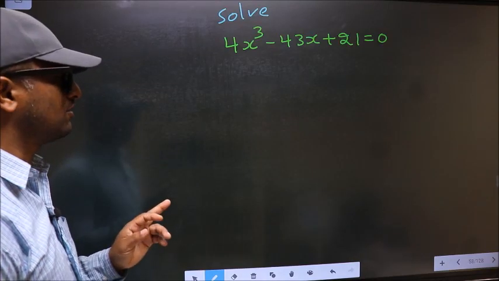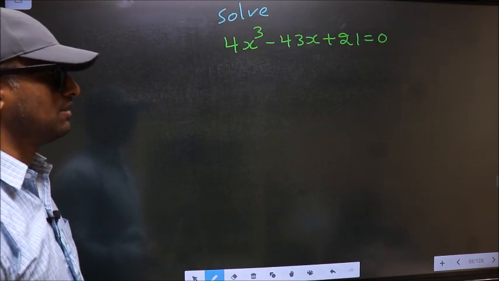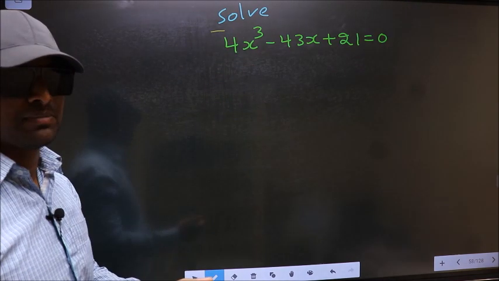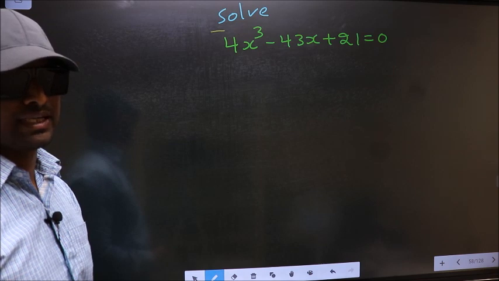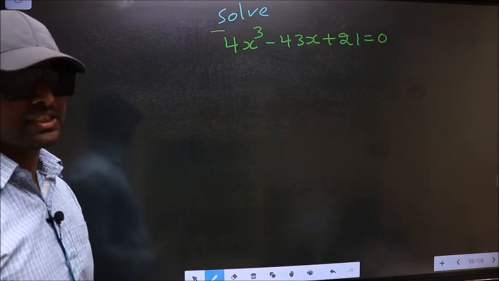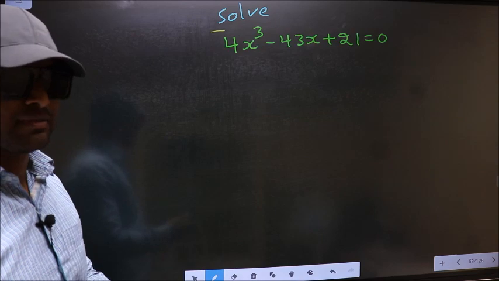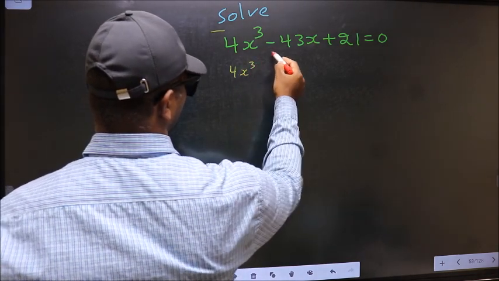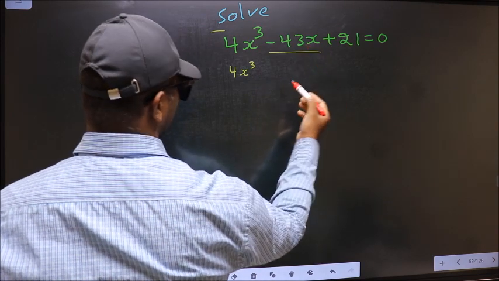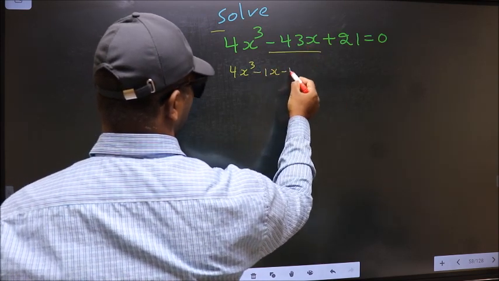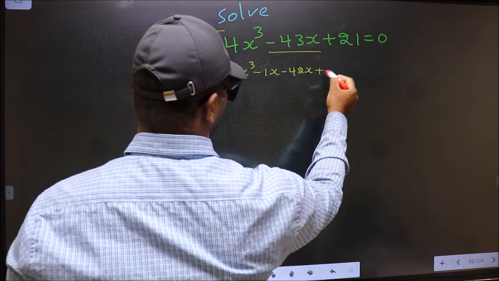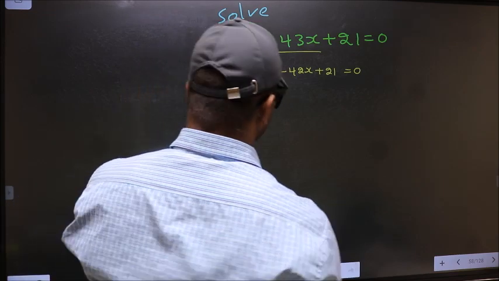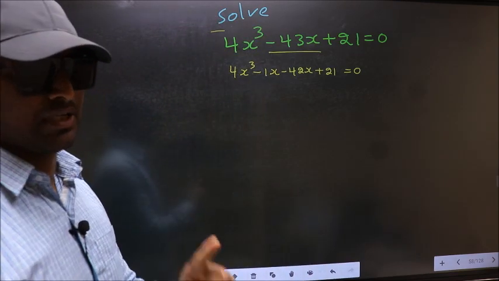Solve 4x cube minus 43x plus 21 equal to 0. Here they told us to solve, which means we should get the values of x. For that, we have to change the x term. What I mean is, see, 4x cube, in place of minus 43x, now I write minus 1x minus 42x plus 21 equal to 0. This is your step 1.